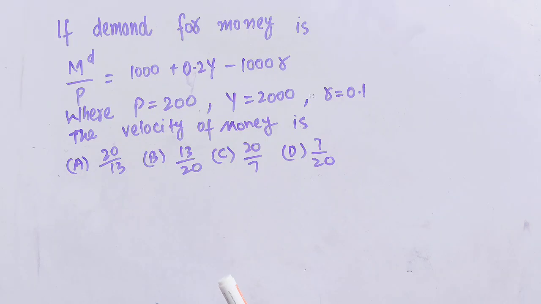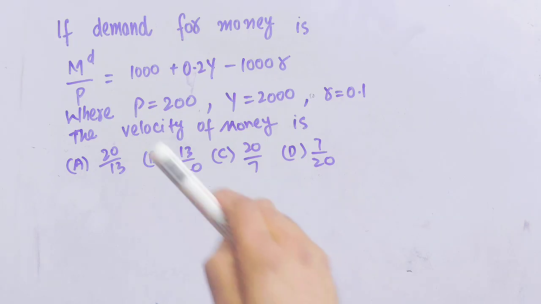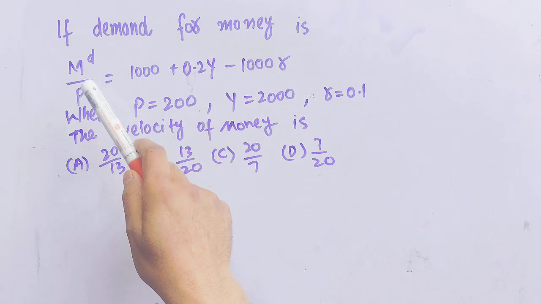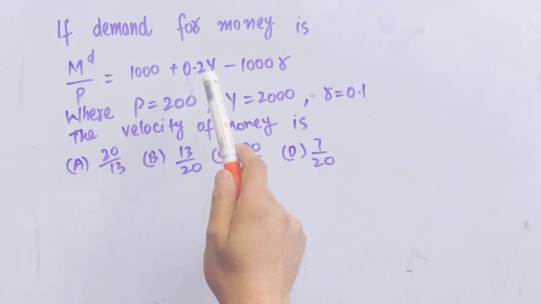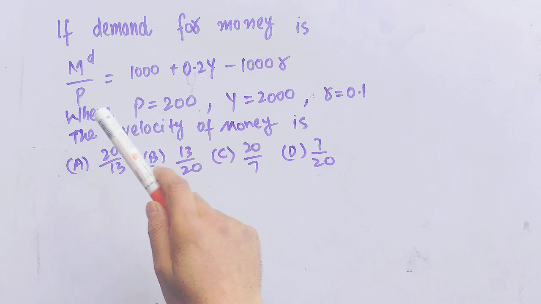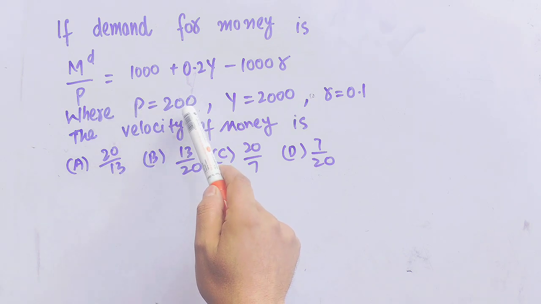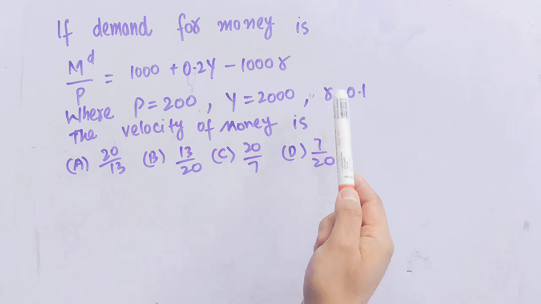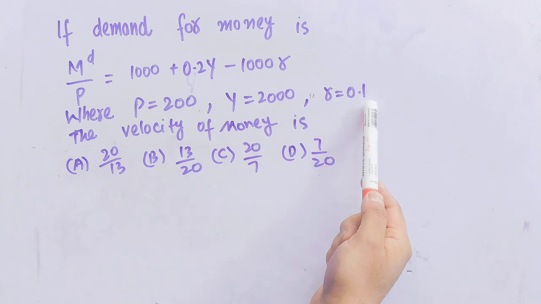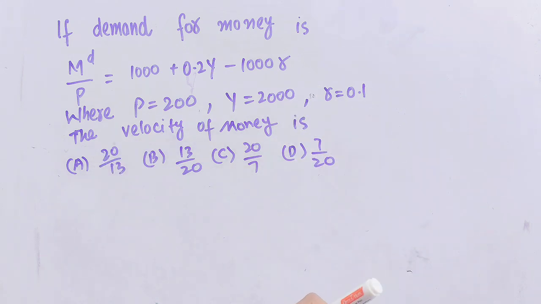How to find out the velocity of money? The question is, if the demand for money is MD upon P, which is the real money demand, which is equal to 1000 plus 0.2y minus 1000R, where P denotes the price, which is equal to 200, y is the GDP, which is equal to 2000, and R denotes the rate of interest, which is 0.1. We have to find out the velocity of money.